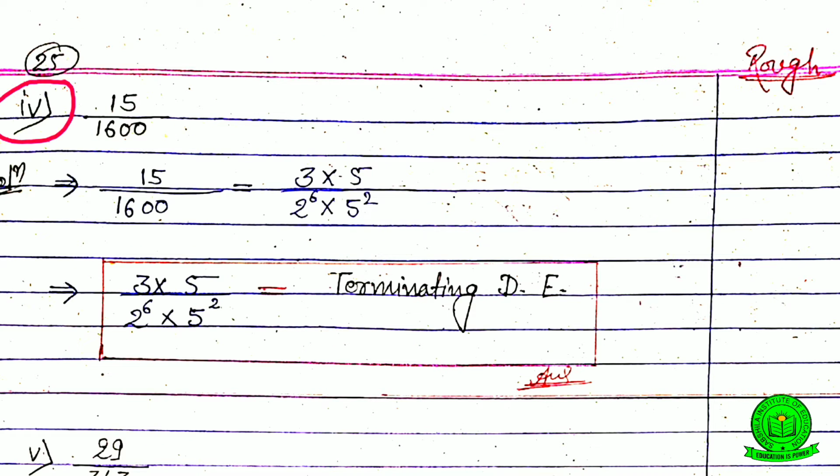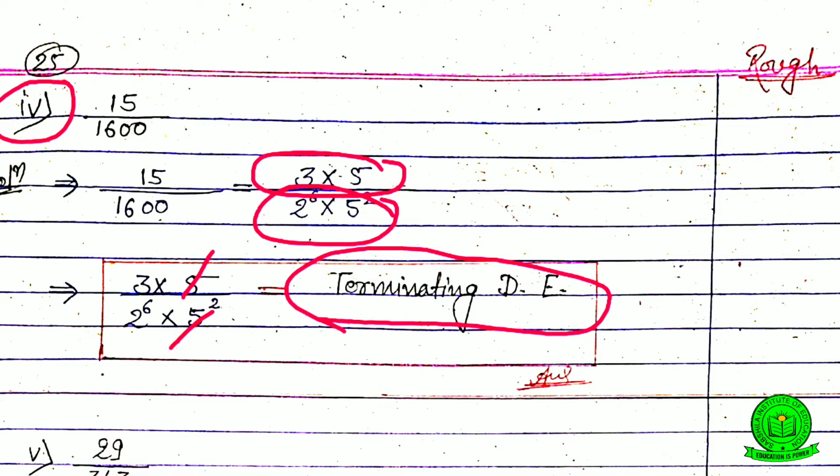See question number 4. Here is 15 by 1600. If you find the prime factorization of 15, you will get 3 into 5. And the prime factorization of 1600 is 2 to the power 6 and 5 to the power 2. If you cancel 5 by 5, then you will get 3 by 2 to the power 6 into 5 to the power 1, that is a terminating decimal expansion. Here there are only 2 and 5, so it will be a terminating decimal.